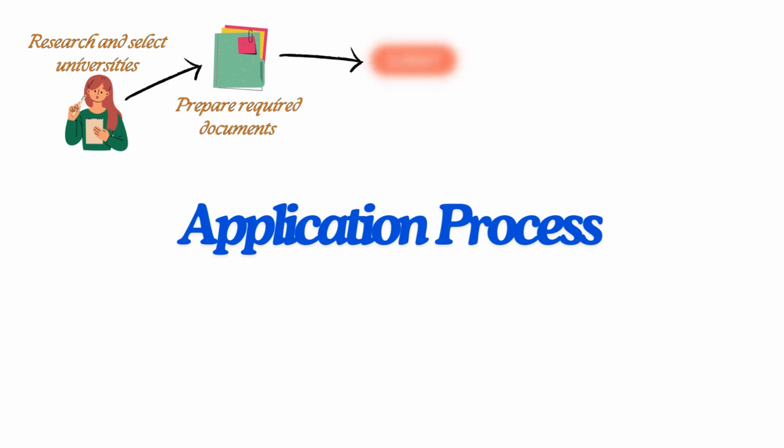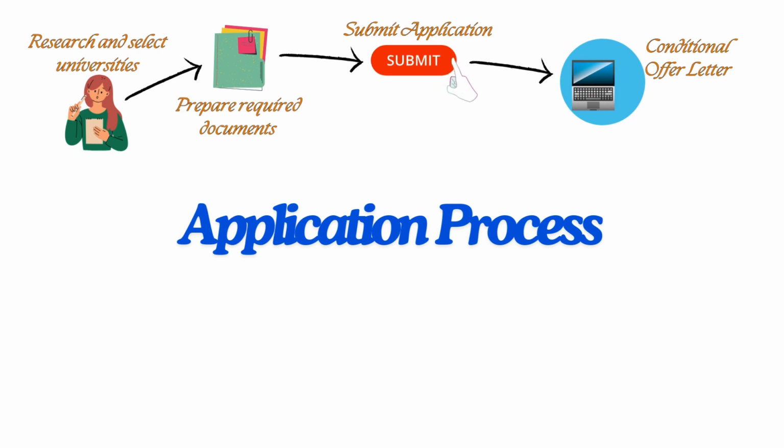Time for you to submit your application. It's best to do it with the help of an authorized agent, which will also save you the application fee. Wait for the conditional offer letter, which may take around a few months. This will be followed by an interview from the university, which is known as the GTE interview. Again, it may happen, doesn't always.